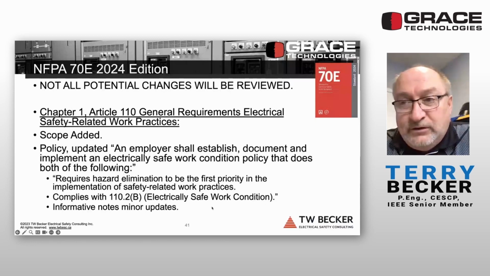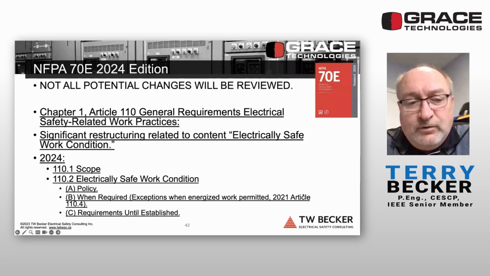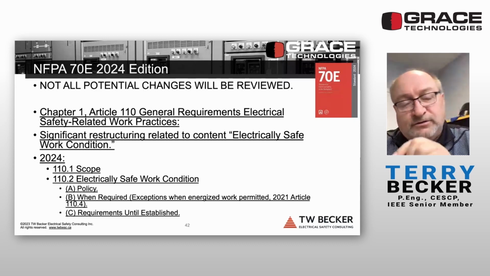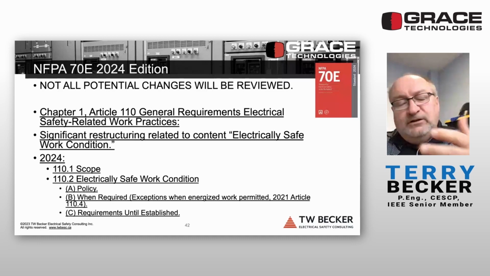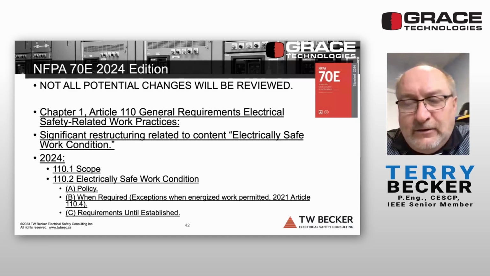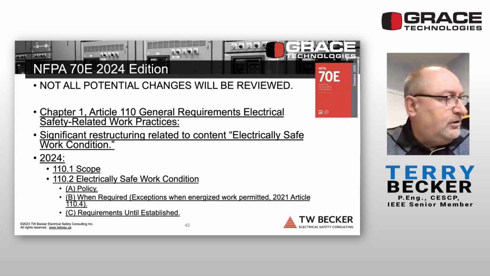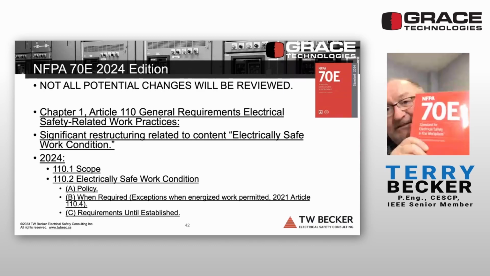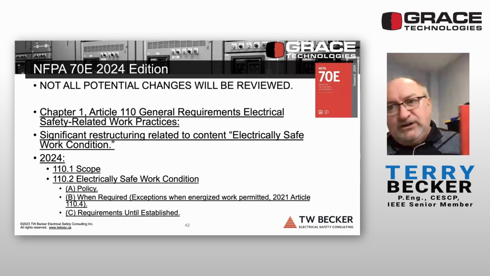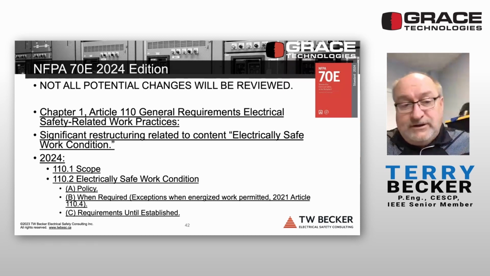Informative notes, minor updates. A lot of the things I'm indicating are minor updates that I'm going to cover off. But there was a bit of a rejig and a rework of the article content in Article 110 general requirements, related to the scope and then the electrically safe work condition. Subtle changes, and the beauty of 70E is the changes are highlighted. There's a syntax to what's changed, but the key thing is to look for the highlighted text in the 70E content on the NFPA link or in your hard copy, and you'll be able to easily identify in more detail other changes that I'm not even talking about today because I just don't have time.